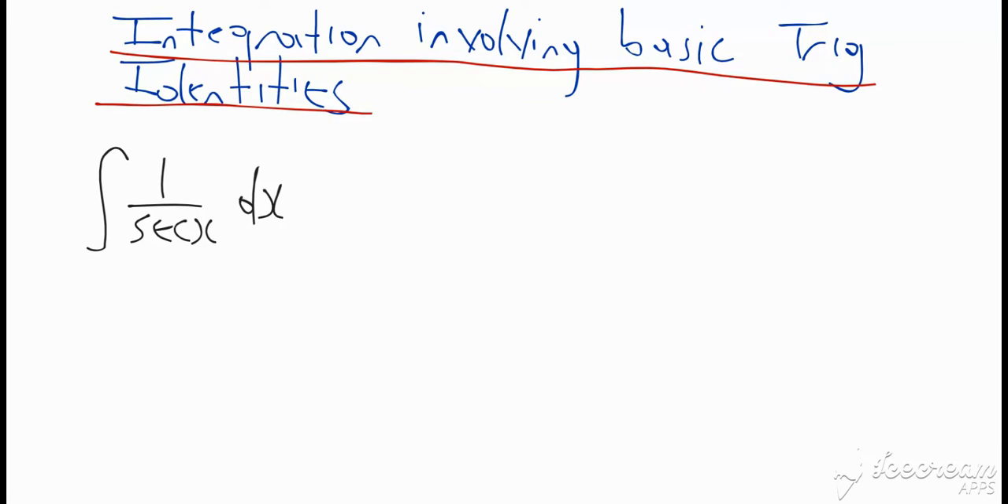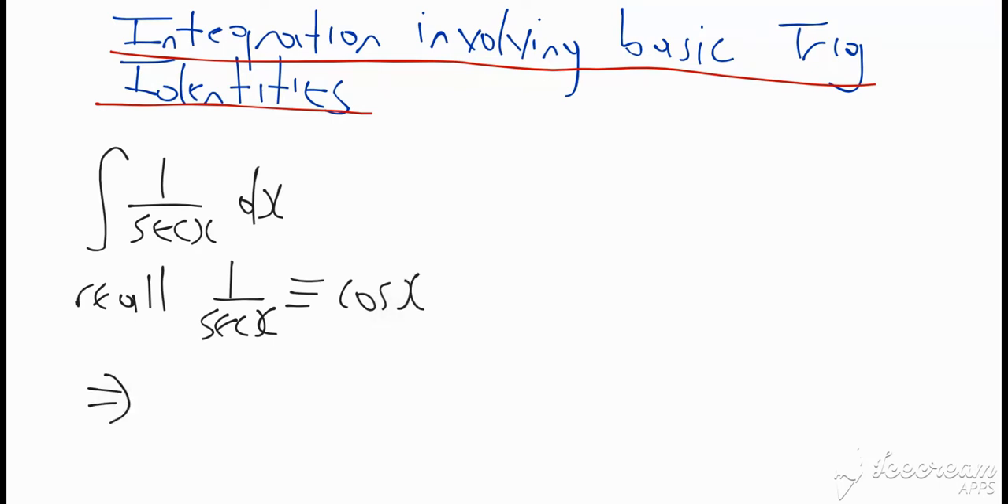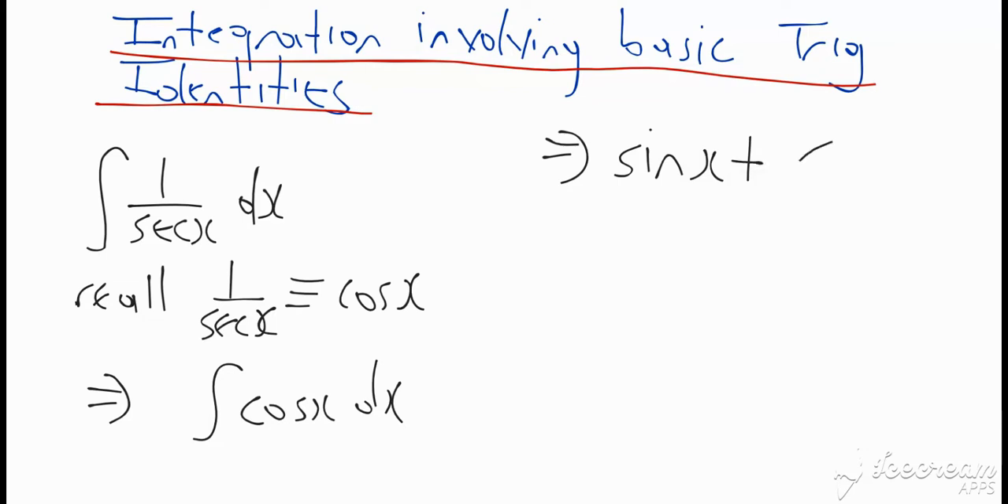So we can go right ahead and say, recall that 1 over sec x is equivalent to cos x. So the integral of 1 over sec x would really imply the integral of cos x with respect to x. And we know from our previous video that when we integrate cos x, we're going to get sin x plus the constant of integration, which is c.